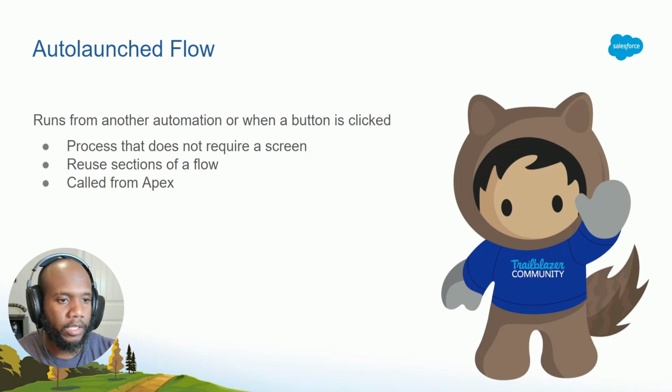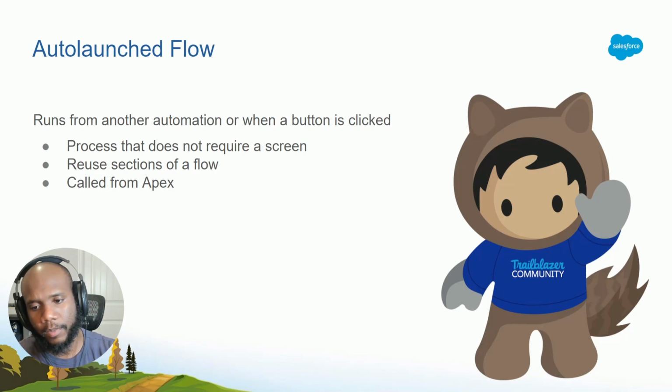Auto launch flows can also be used in subflows or for subsections of a flow. So if you have a specific piece of automation or some sort of calculation that is useful in many different places, then you can create it as an auto launch flow and reuse it in multiple places.